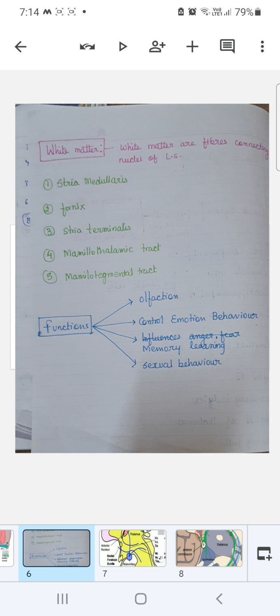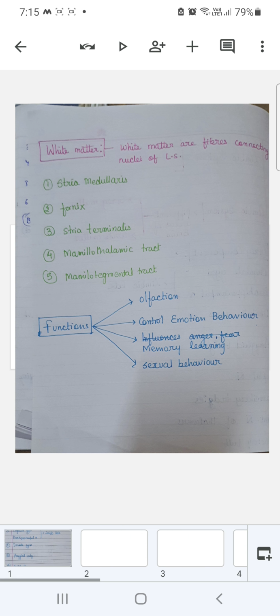And these are, first, olfaction. Second, it controls emotions and human behavior, emotions like anger, fear, rage, aggression, etc. It also controls our recent memory. It also plays a role in learning procedures. It also plays a role in the eating and drinking behavior of our body and sexual behavior of our body. So this is all about the limbic system.